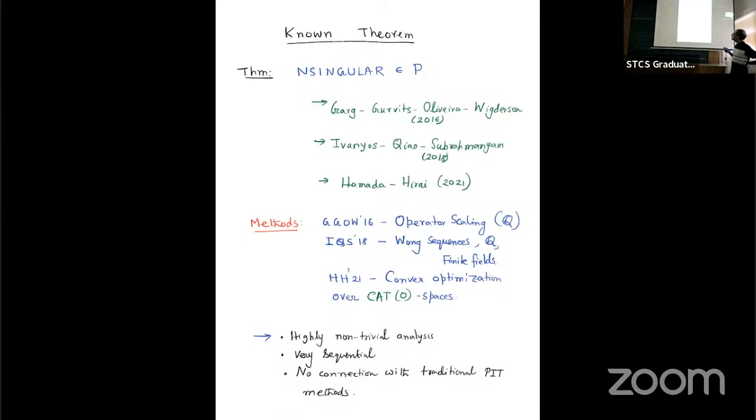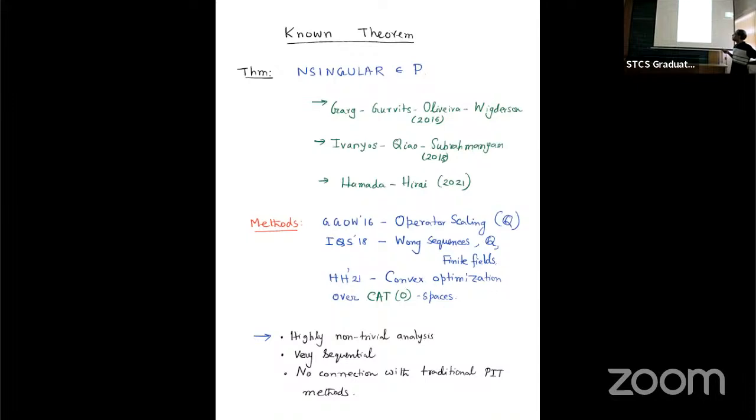And this third algorithm is totally different. It uses convex optimization over CAT(0) spaces. These are not easy convex optimization programs. These are extremely difficult spaces to work on.